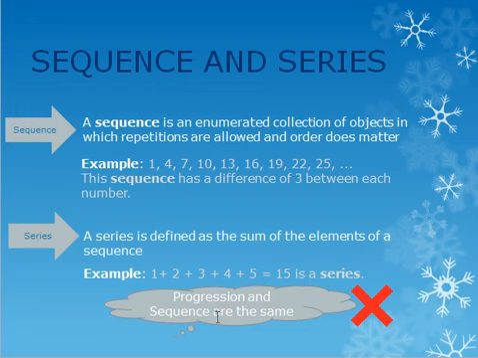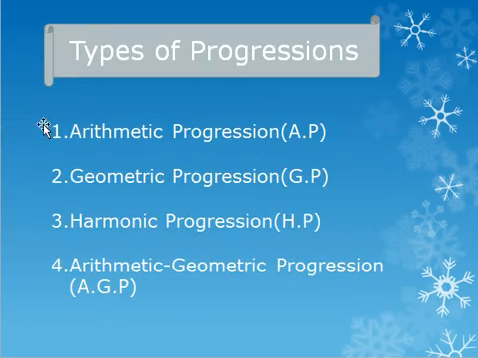Now progressions and sequences are mostly taken as the same, but they are not. They are different. I mentioned earlier that a sequence does not have a specific pattern, whereas a progression does. That's why we hear arithmetic progression and geometric progression. They all have a pattern in them. Like this has a common difference, this has a common ratio, and so on.